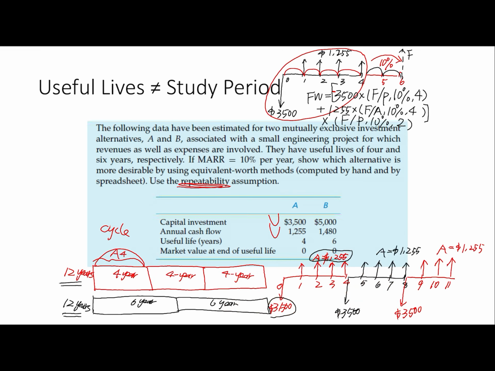And you want to work on this problem to understand why you repeat the 4-year alternative 3 times and you repeat the 6-year project 2 times. Why do you do that? And in the final, you're going to see different alternatives. It could be 2 years and 3 years, and then you want to know how to find the appropriate study period. Just try to repeat them several times and see where they hit the same number of years.